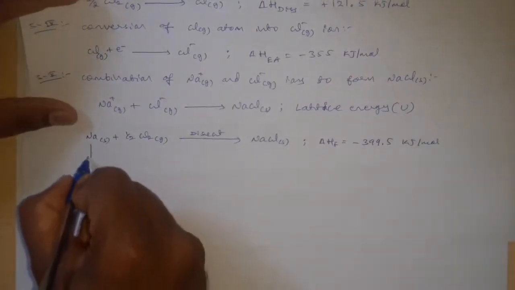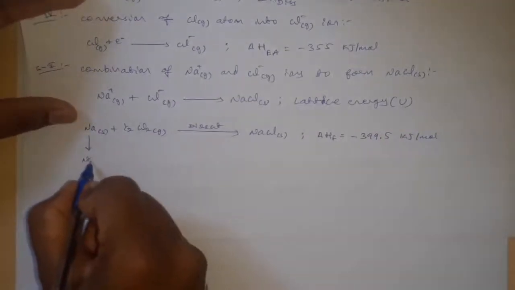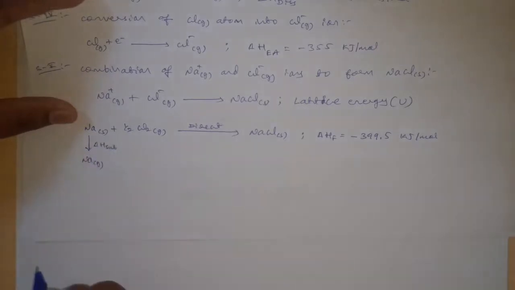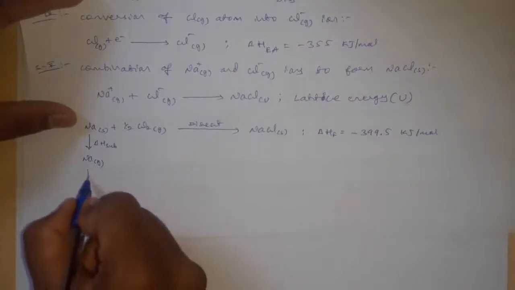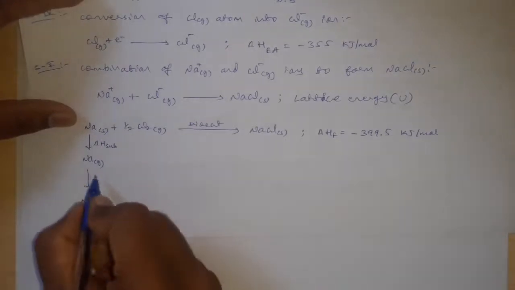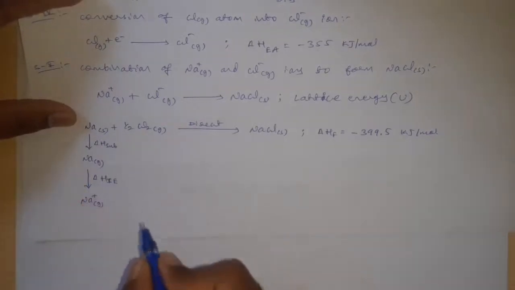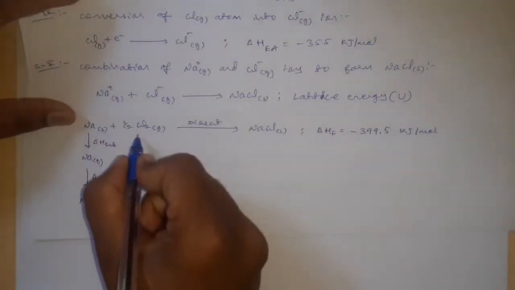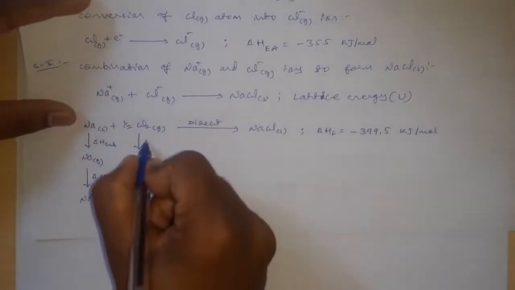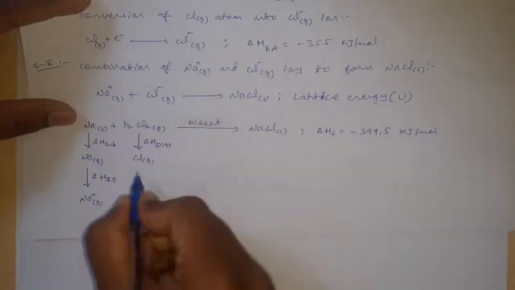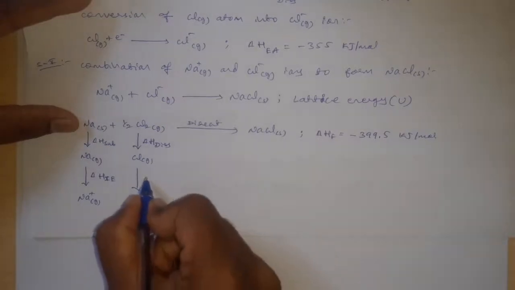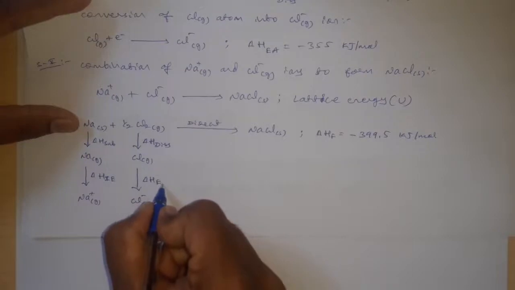Then in the indirect method, first solid sodium is converted into its gaseous form, and the enthalpy change here is the enthalpy of sublimation. This gaseous sodium atom is converted into a gaseous sodium ion, and the enthalpy change here is the ionization energy, correct? Then on this side, first the gaseous chlorine molecule is converted into gaseous chlorine atoms, and the enthalpy change is the enthalpy of dissociation, and this neutral gaseous chlorine atom is converted into its chloride ion, and the enthalpy change here is the enthalpy of electron affinity.